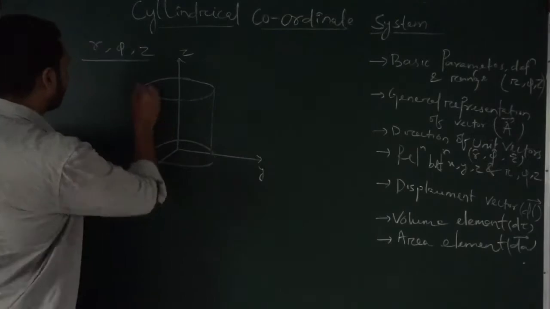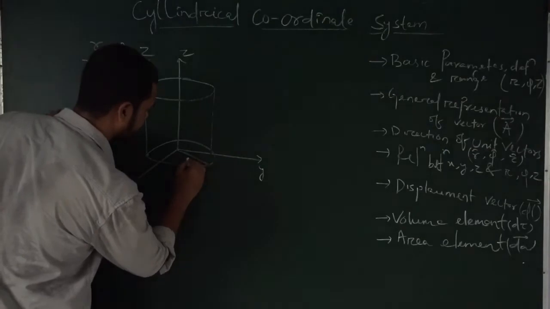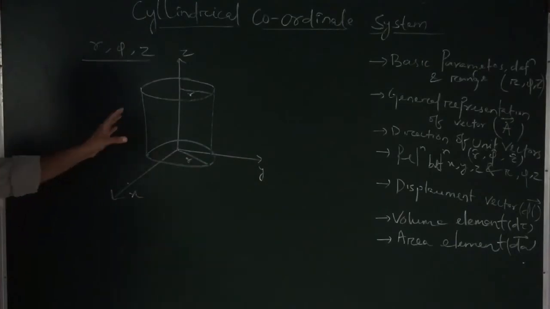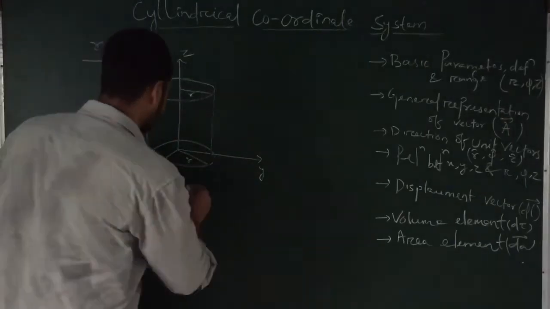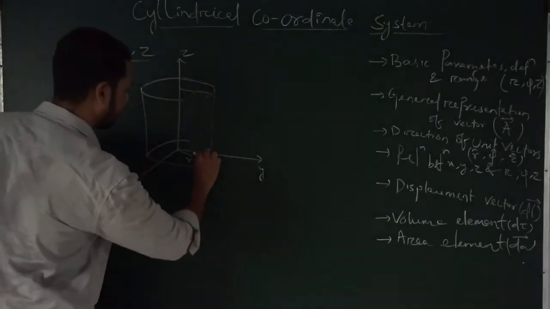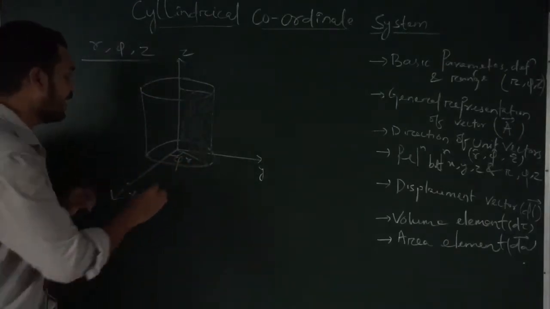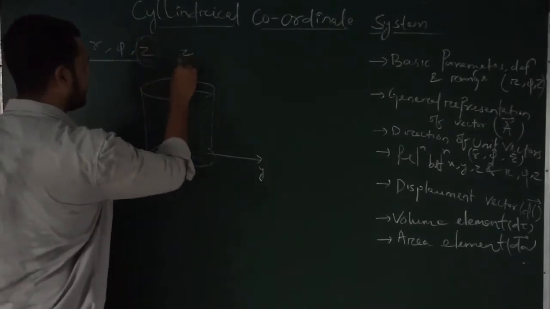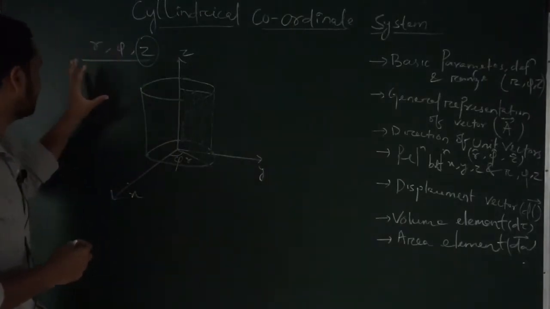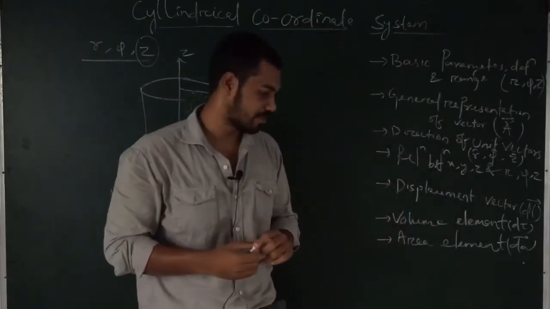So the parameter r is the radius of the base. So r is the radius of the cylinder, we can say. This radius of the cylinder, this r, and this plane makes angle phi with the x-axis. This is the phi parameter, and z is nothing but your z-axis, similar to your Cartesian coordinate system. So these are the three parameters r, phi and z, which we use in cylindrical coordinate system.